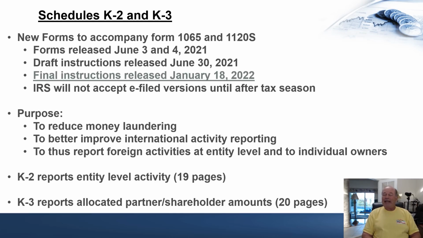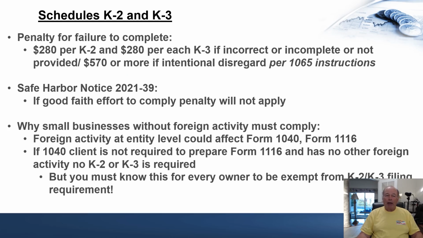Schedule K3 is a 20-page form that must be provided individually to each shareholder or partner or member, and it requires an incredible amount of information as well. All right, so there's the forms. How am I supposed to comply with this? Well, we'll get there. First, we also need to remember, if you don't want to fill this out, man, you are in big trouble.